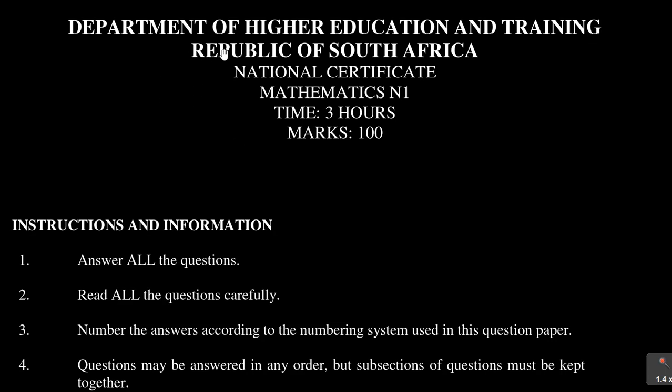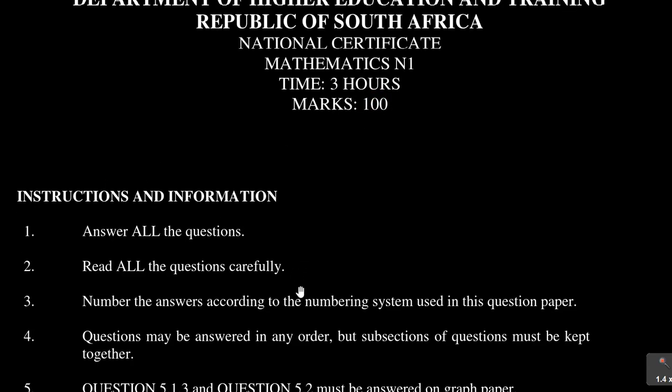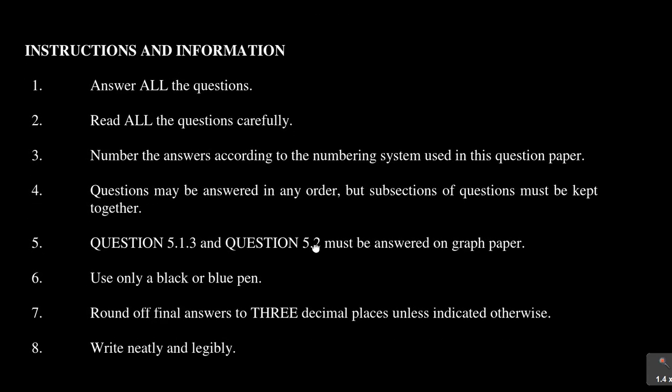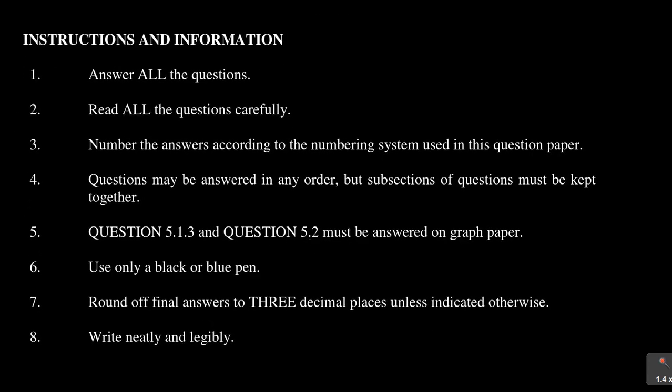As I said, this is the Department of Higher Education and Training, a national certificate, Mathematics N1, and the time for this paper is 3 hours. So you've got 3 hours to complete it, and the total is out of 100 marks. These are the instructions. There are 8 instructions provided. The first one says you need to answer all the questions, and read all the questions carefully. Then it says number the answers according to the numbering system used in this question paper. So do not come up with your own numbering system.